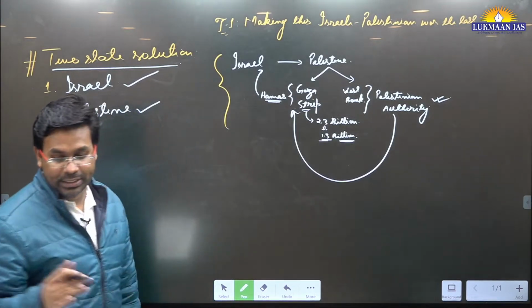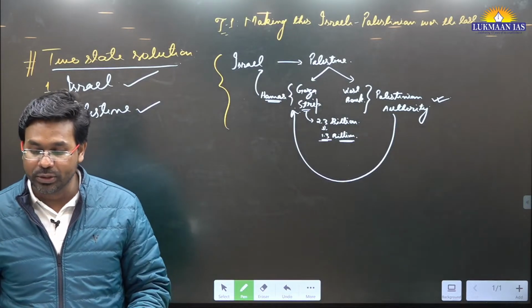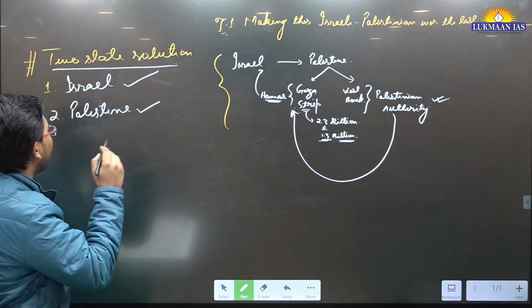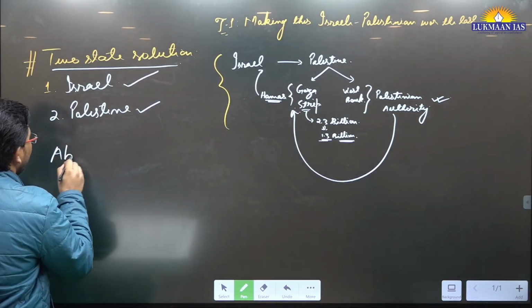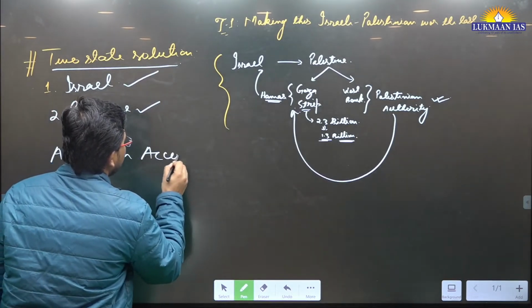All right, so this is the thing. In this article, the author has talked about a two-state solution. The author talks about the Abraham Accords. So what are the Abraham Accords? We are going to discuss it quickly.